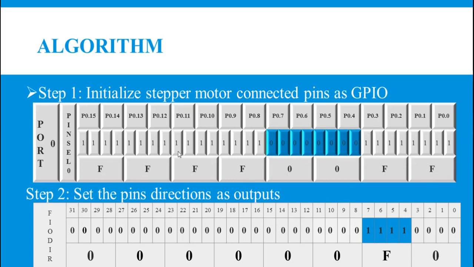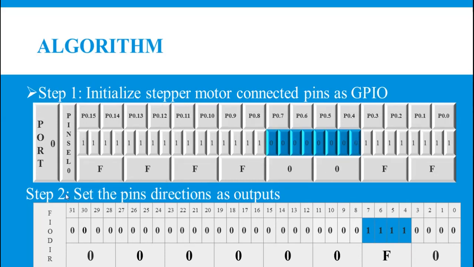FFFF00FF. This value should be ANDed with the original value of the pin selection 0 register. Thereby you are ensuring only these 4 pins, that is the 4th, 5th, 6th and 7th pins, will be configured as GPIO, and you are not affecting the functionality of the rest of the pins of the port.